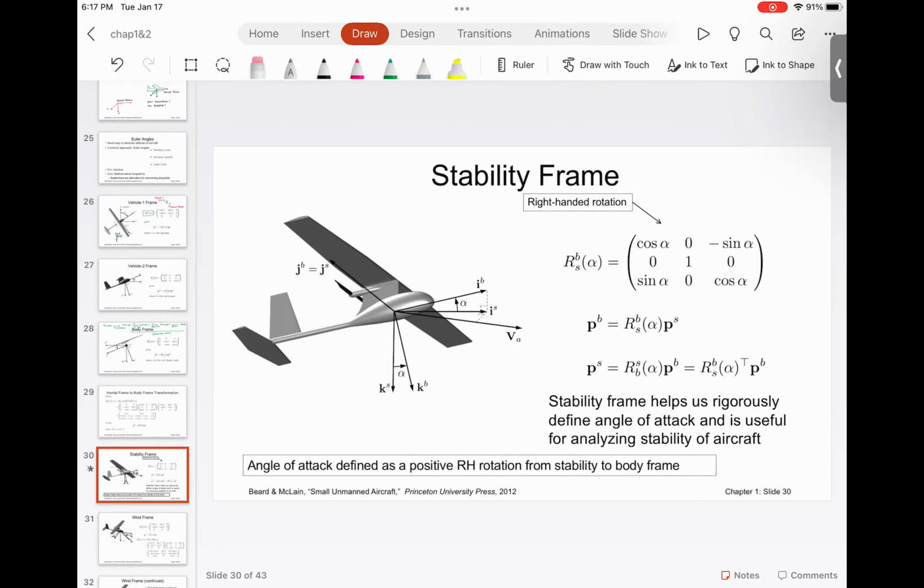Now, please try to understand, it's very important: airspeed is not aligned with any of the vehicle frames. The airspeed vector is not aligned with the vehicle frame, the vehicle 1 frame, the vehicle 2 frame, or the body frame.